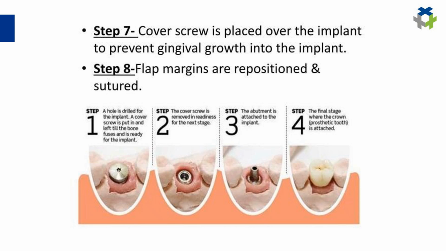A hole is drilled for the implant, a cover screw is put in and left till the bone fuses and is ready for the implant. Then the cover screw is removed in readiness for the next stage. Now the abutment is attached to the implant. The final stage is where the crown, the prosthetic tooth, is attached.